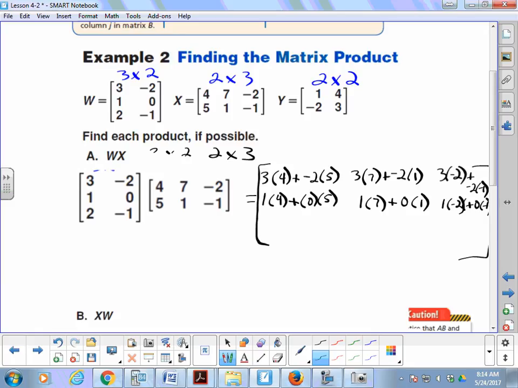Now we do row 3 times all 3 columns. So 2 times 4 plus negative 1 times 5. Two times 7, negative 1 times 1. 2 times negative 2, and negative 1 times negative 1.